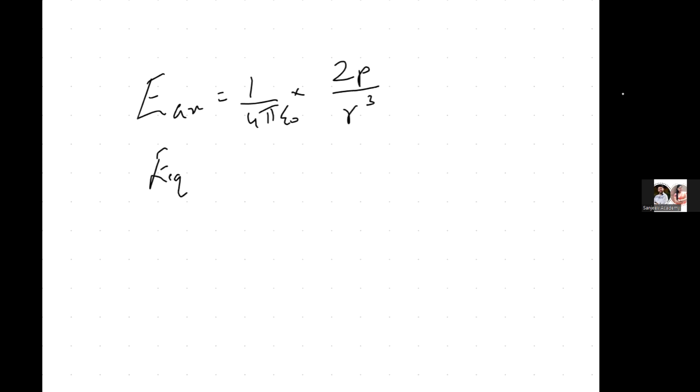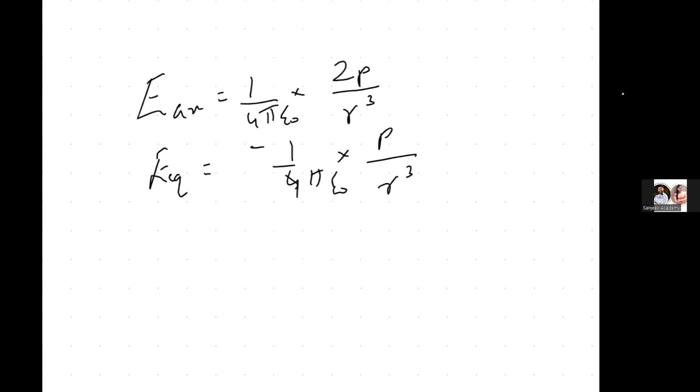So electric field at the axial line. The formula is what? 1 by 4 pi epsilon naught into 2p by r cube, the final answer. This I have to know. Equatorial line electric field: minus 1 by 4 pi epsilon naught into p by r cube.